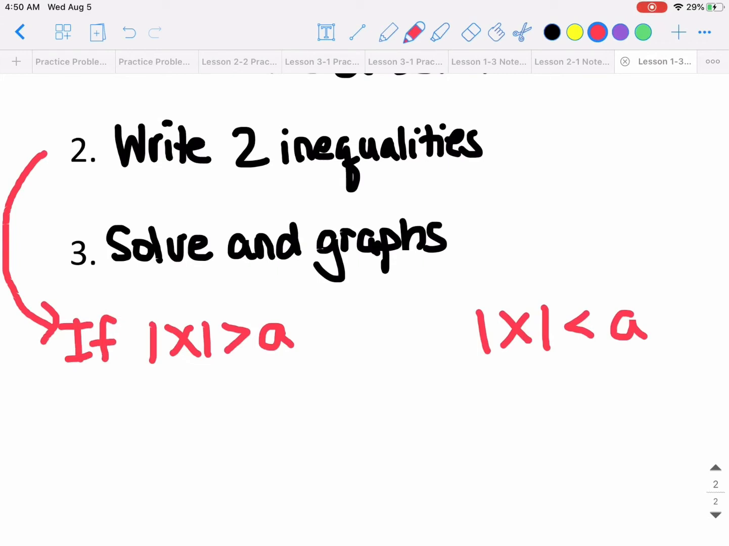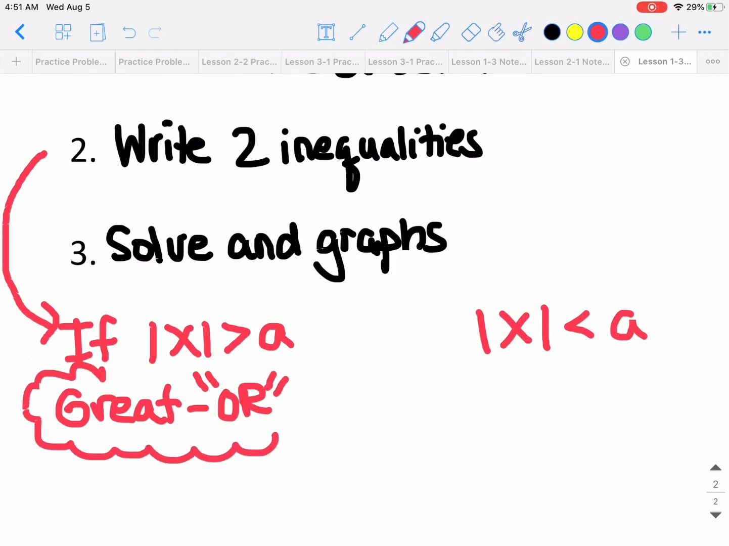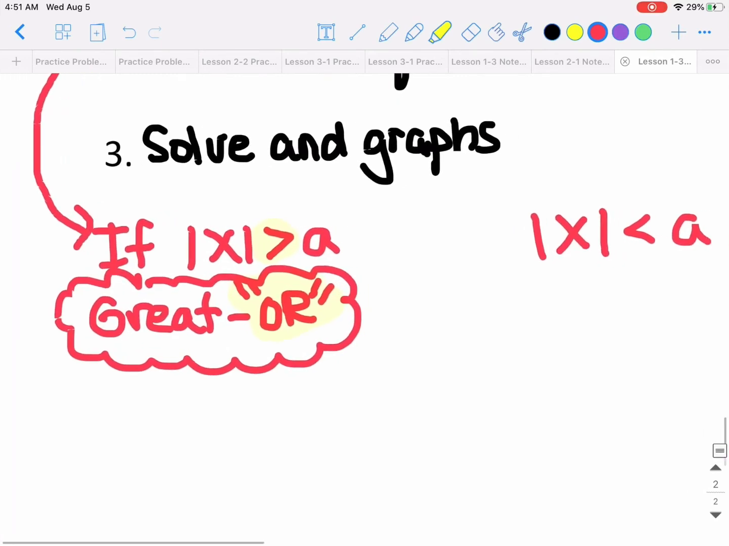If I isolate my absolute value and I get the absolute value of something is greater than a number, I know that the word in between the two inequalities that I write is going to be "or," and I'm going to remember that by thinking "great-or." If I've isolated the absolute value and I see I have greater than, that means I'm going to have "or" as the word in between my two inequalities.